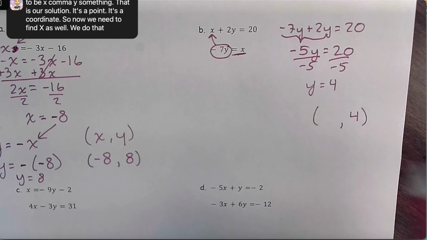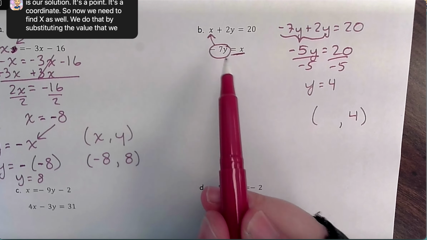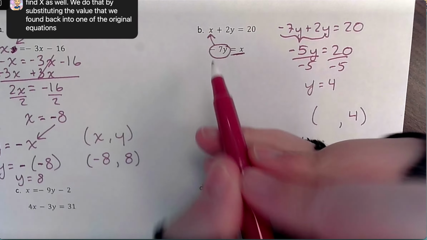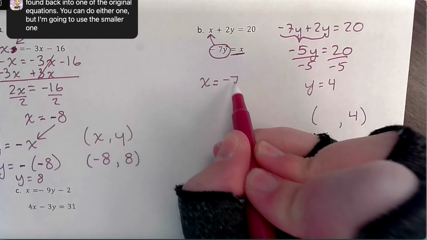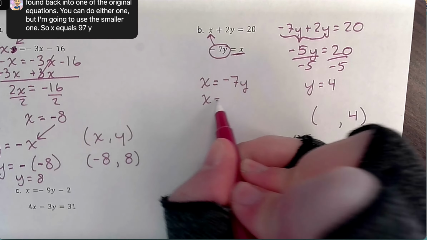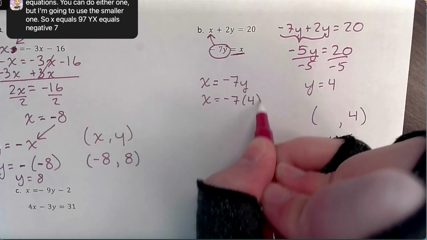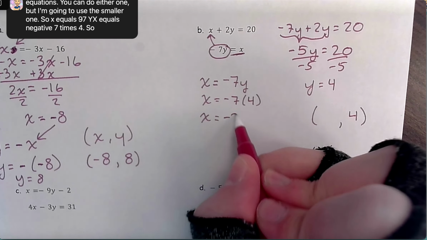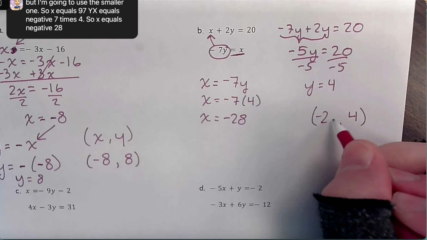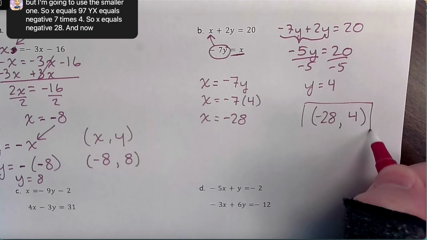We do that by substituting the value that we found back into one of the original equations. You can do either one, but I'm going to use the smaller one. So x equals negative 7y. x equals negative 7 times 4. So x equals negative 28. And now that is our solution.